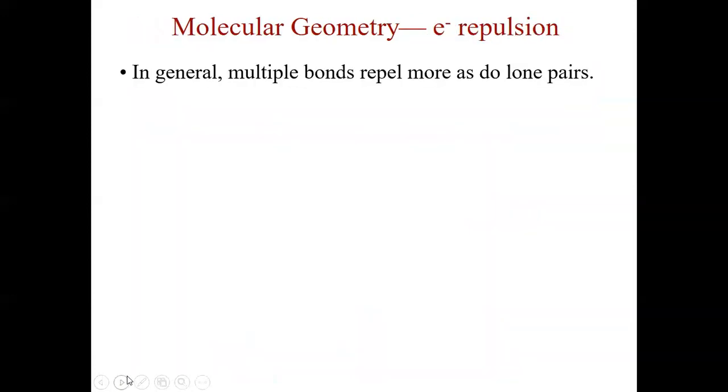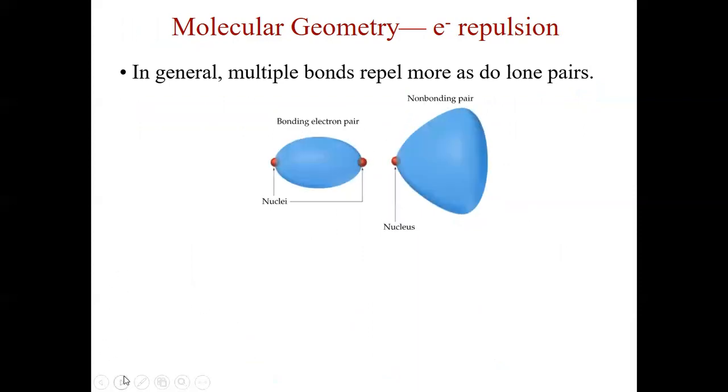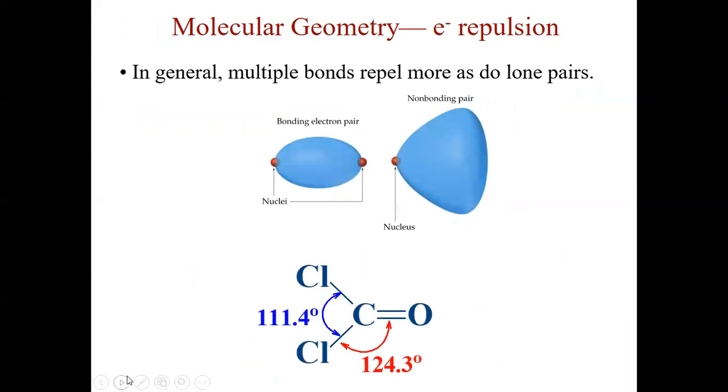So, molecular geometry and electron repulsion. In general, multiple bonds repel more than lone pairs do. Here, this is a trigonal planar shape with your carbon, 2 chlorines, and 1 oxygen. But the double bond takes up more space than a single bond or a lone pair would. And so you have a greater bond angle here, and that means that these 2 chlorines are going to be closer together.